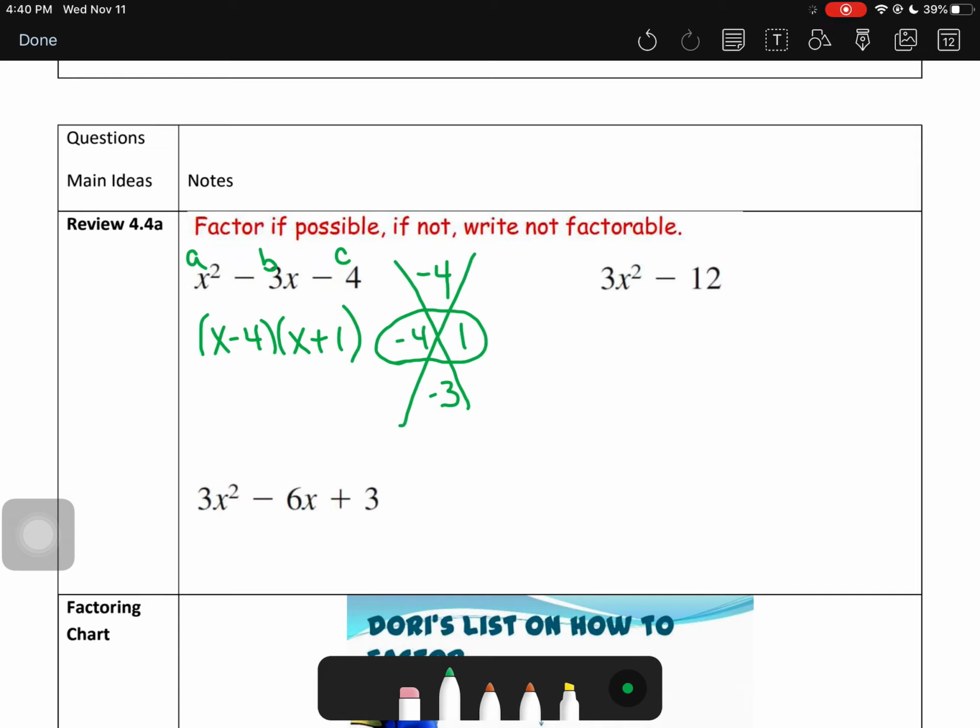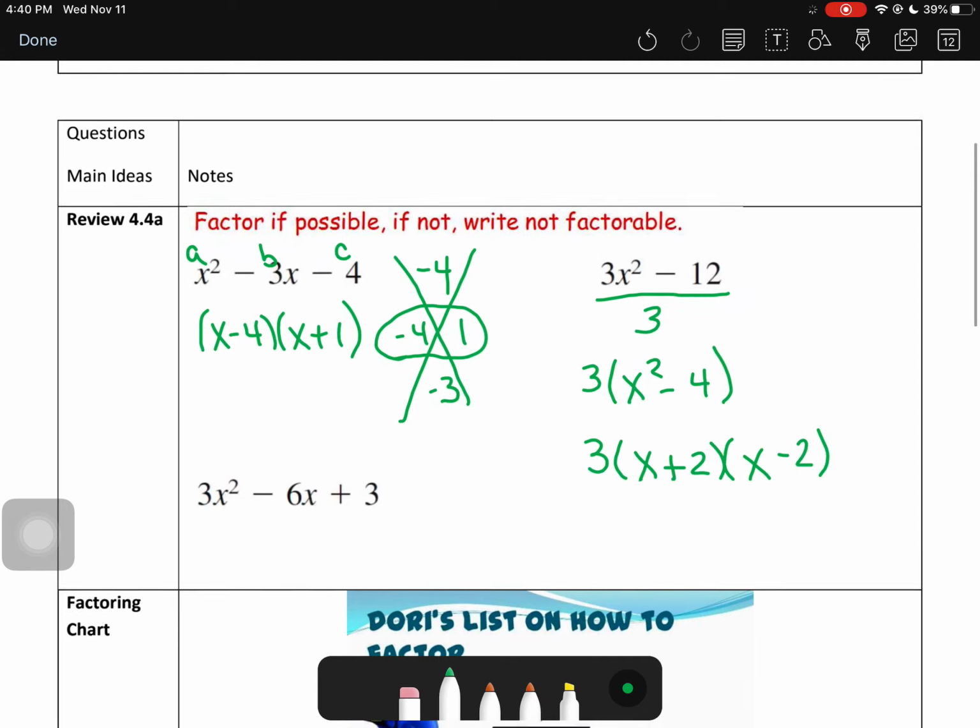In the next example, we have a greatest common factor, and when we divide, we have x squared minus 4, and then we know that that's a special pattern of the difference of squares, so it will be x plus 2 and x minus 2.